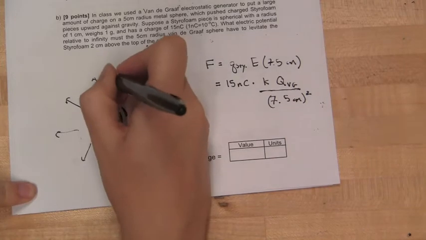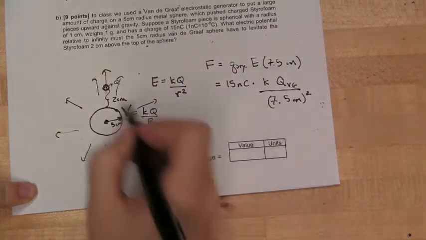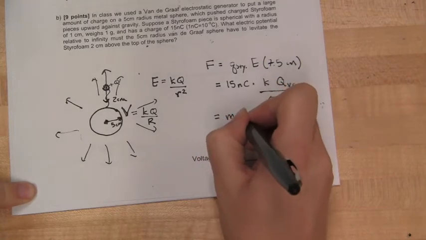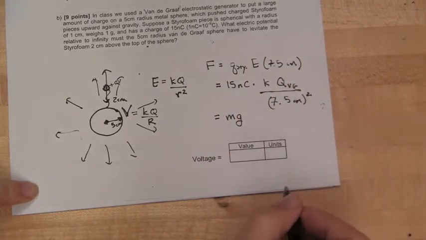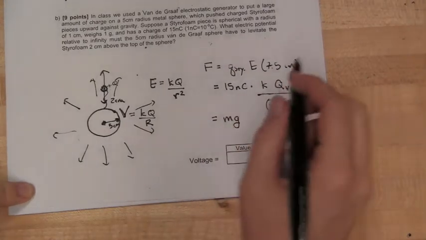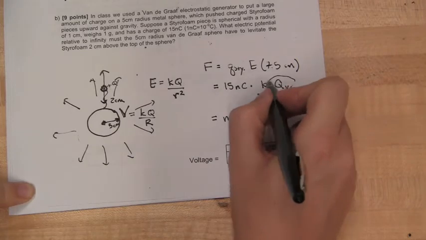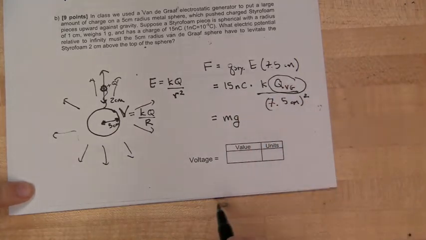So we have the force due to the electric field pointing up, and force due to gravity pointing down. So this is going to be equal to mg, where m is the mass of the styrofoam. So now we know everything other than q in this equation, the charge on the Van de Graaff.